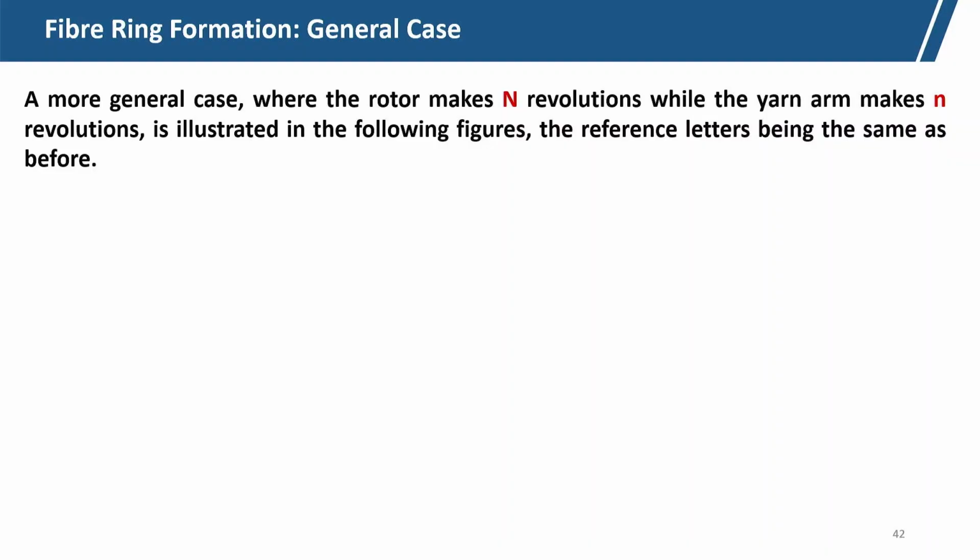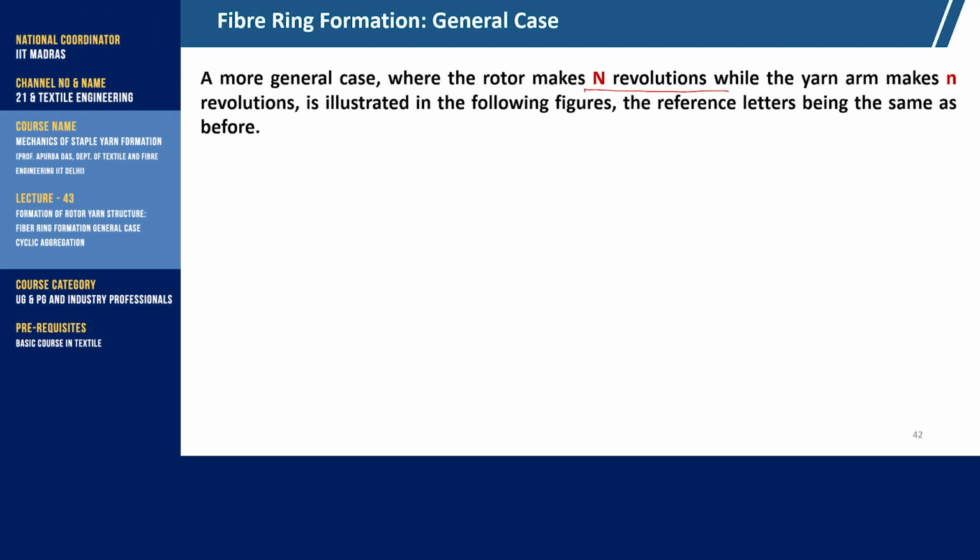So, a more general case we can arrive at is when the rotor makes N revolutions while the yarn arm makes small n revolutions. The rotor making N revolutions and the yarn arm making small n revolutions is illustrated in the following figure.